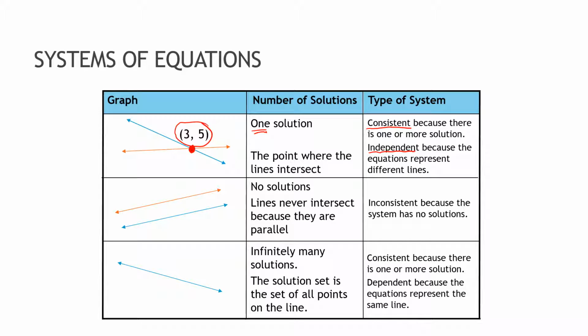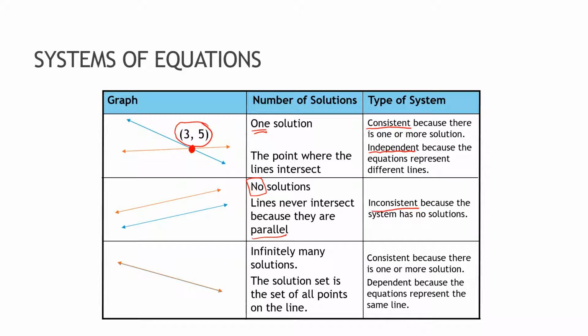It's also possible that we have two lines that never intersect because they're parallel. And if they never intersect, that means they have no solutions, because obviously a solution is where they intersect. This is called an inconsistent system because it has no solutions.